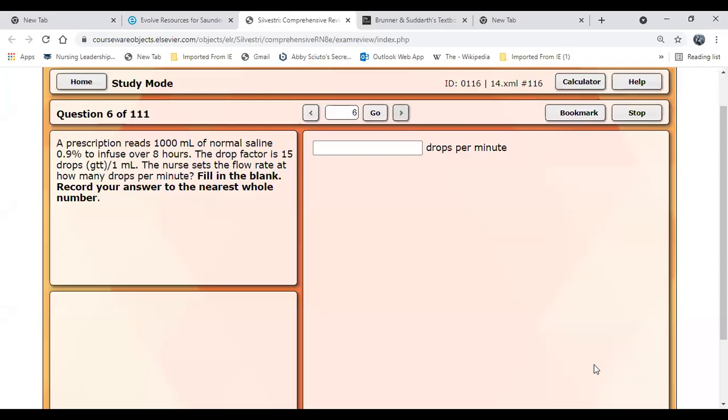Back to our problems. Now let's try another drip factor. The question states the nurse sets the flow rate at how many drops per minute. The prescription reads 1,000 mLs. That's your total volume, right? You need 3 things here: total volume, total time in minutes, and the drop factor. So the 1,000 mLs represents your total volume. It's going over 8 hours. That's your total time. And the drop factor is 15.